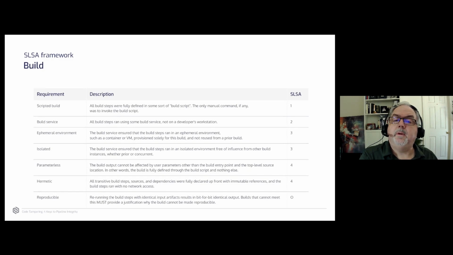Build process requirements unsurprisingly apply to the build process. Is it scripted? Does it run on a developer workstation or a centralized service? Is it created from scratch for each build job? Isolated from all other concurrent and prior builds? Parameterless or completely defined by the entry point, source location, and build script? Completely self-contained or hermetic? Consistently reproducible, given the same inputs and build steps?